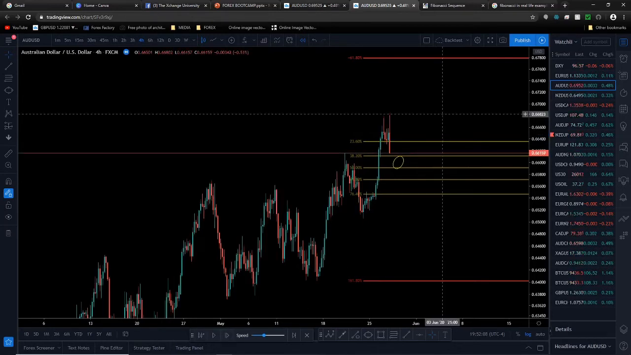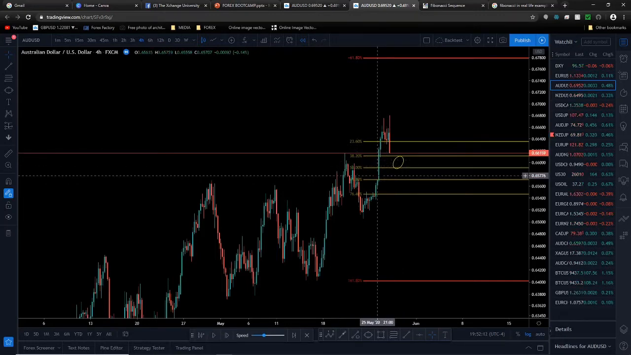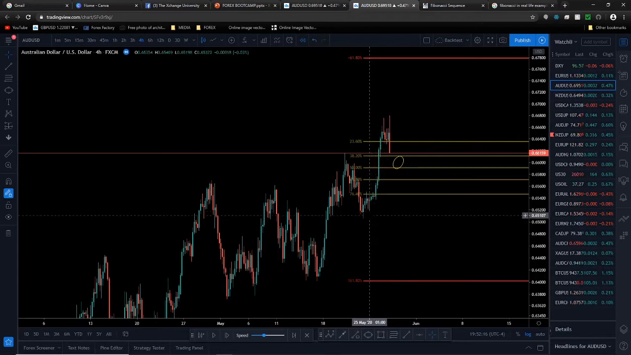I would go, okay, give me a good pullback, because when the market gives you a good pullback, it gives you good risk to reward. You don't want to be buying at the top. You don't want to be selling at the bottom. You hear the saying, buy low, sell high.